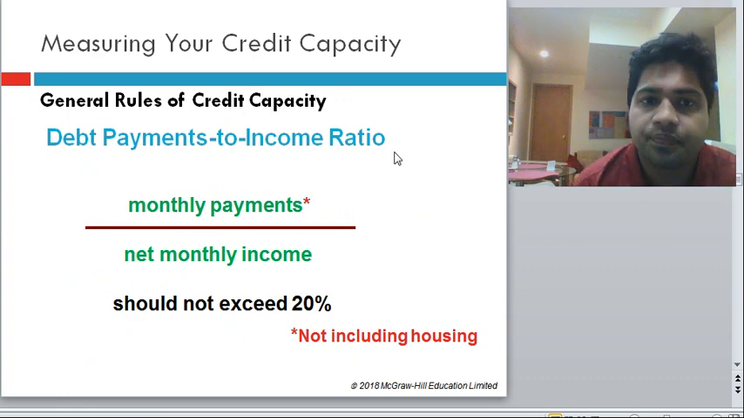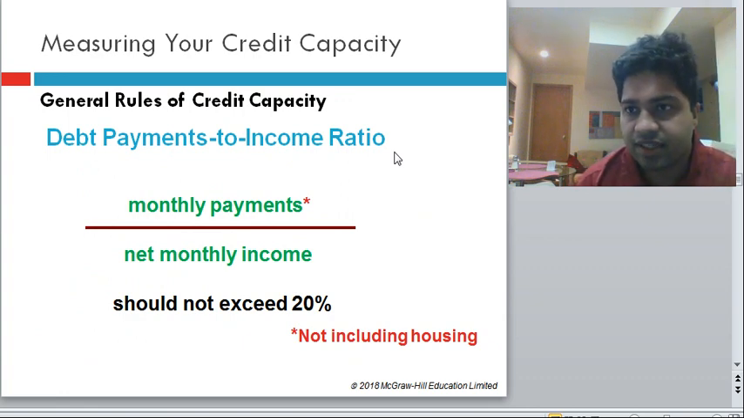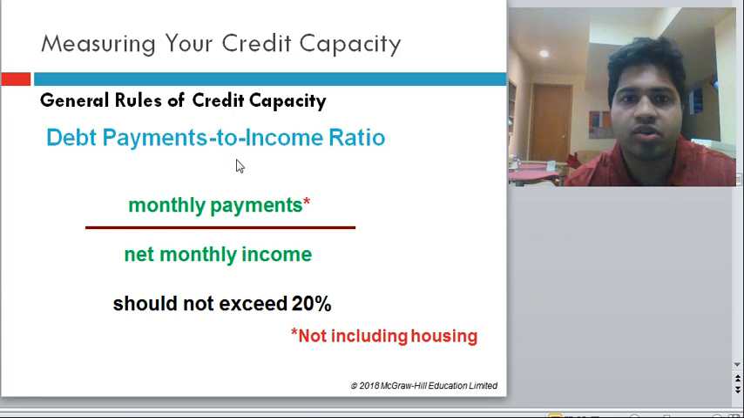So the next is credit capacity, measuring how much credit, how much loan, you can take. First is the debt payment to income ratio. That's whatever monthly payments you make on your debt divided by your monthly income. Experts suggest that it should not be more than 20%. So not more than 20% of your income should go towards consumer debt, but that doesn't include housing.